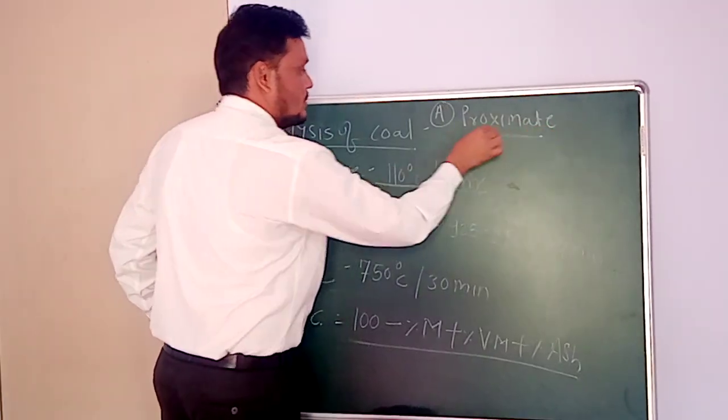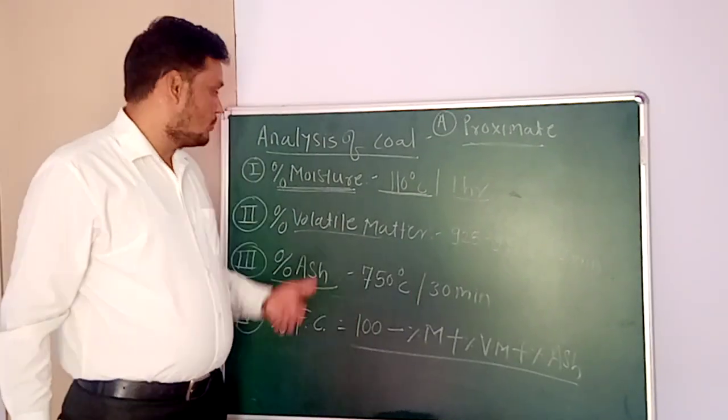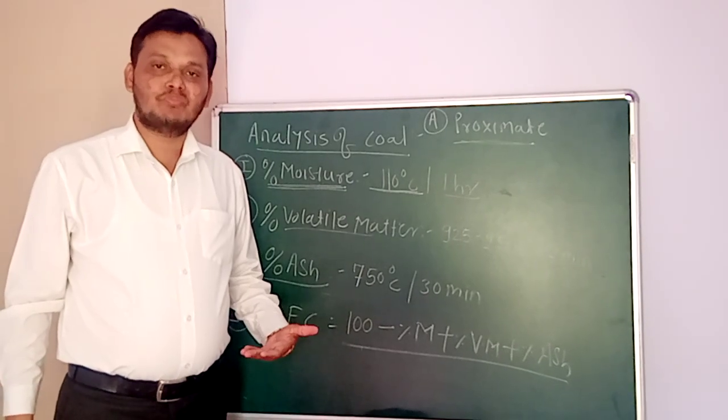So this is the proximate analysis, and these are the different ways to determine the percentage of moisture, volatile matter, ash, and percentage of fixed carbon.